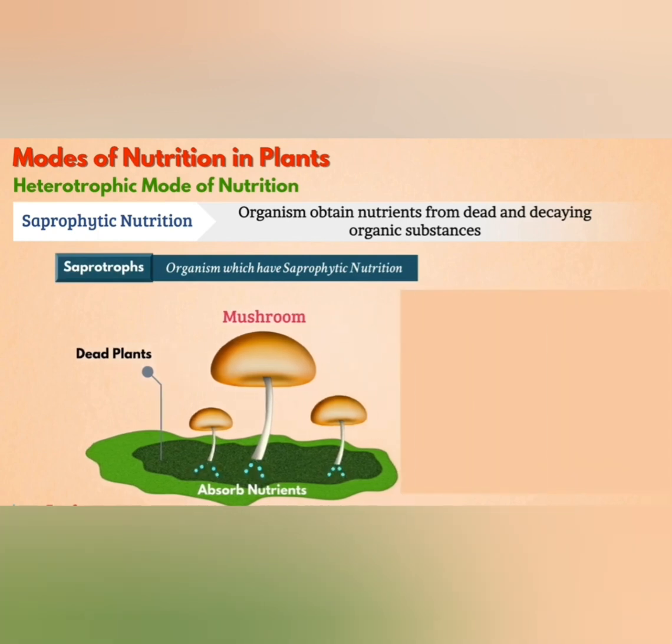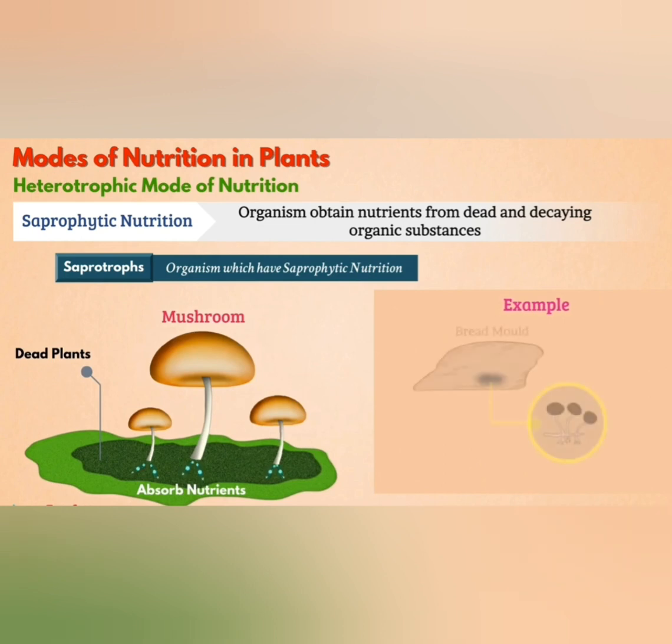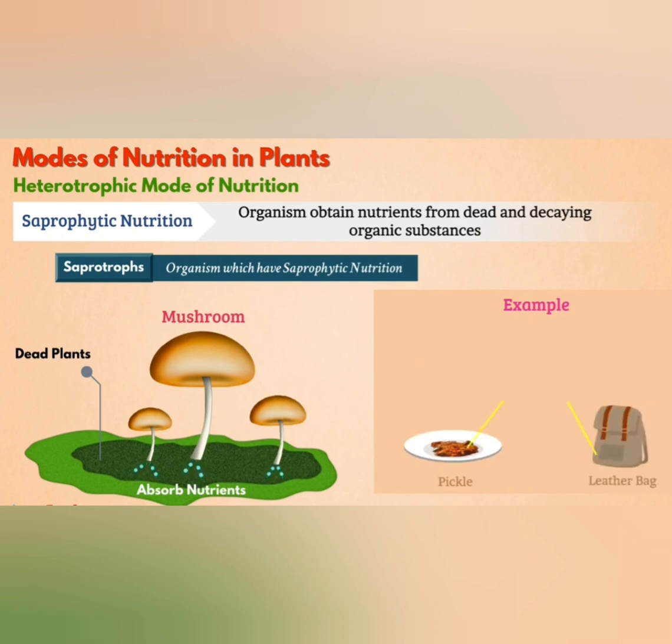So mushrooms are the saprophytes and they show saprophytic nutrition. Another example is the bread mold. The bread mold, also known as Rhizopus, Mucor or pin mold, often grows on food items like pickle and on material like leather. You must have seen that they get spoiled. And this happens due to the saprophytes such as fungi.